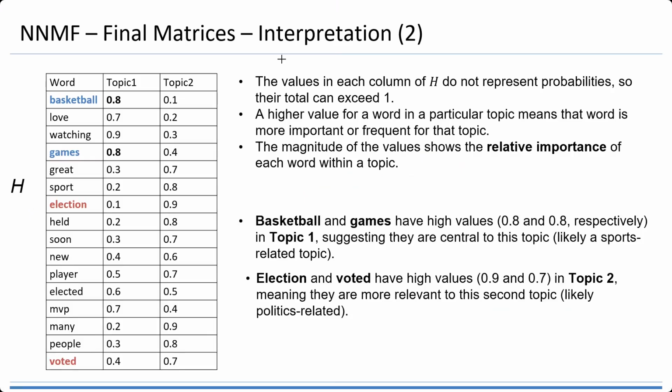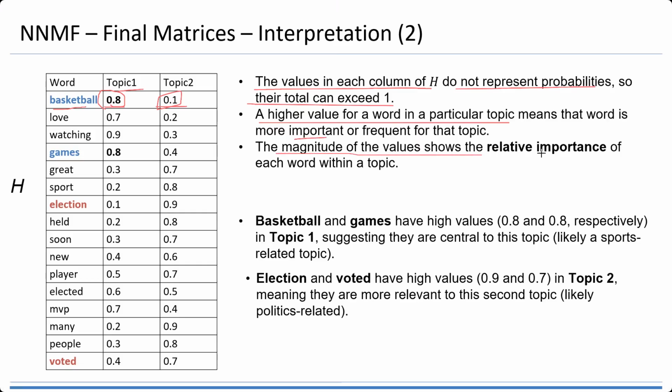For the term topic matrix, it's also the same. The values in each column do not represent probabilities, so their total can exceed 1, or sometimes this total can be lower than 1. Like the basketball is 0.8 and 0.1. The higher value means the particular topic is more important with that term.